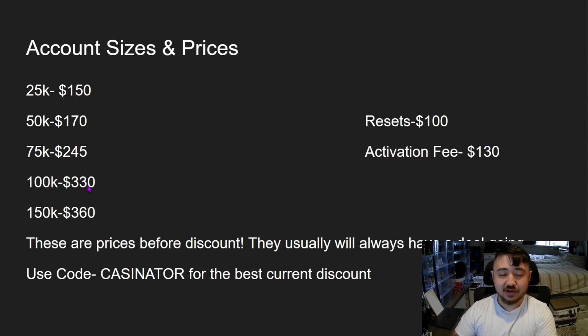These are prices before the discount. They usually have big sales, running all the time. Right now they have a 30% off and no activation fee sale. So you take whatever these prices are and times it by 0.7, and that's how much you pay. You get 30% off. For example, the 50K account is 170 times 0.7 because it's 30% off. You get a 50K account for $119 right now at the time of this recording. So these are prices before the discount. They usually have a deal going on.